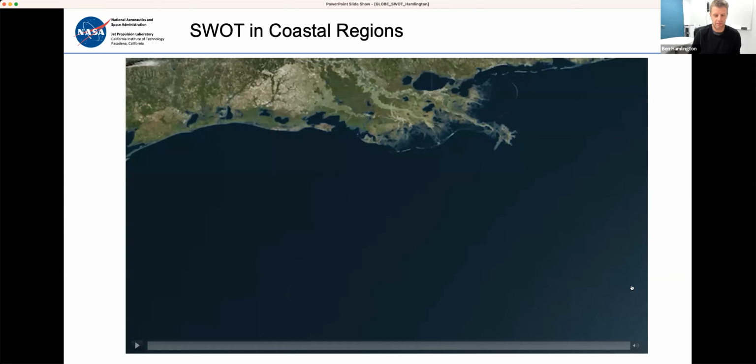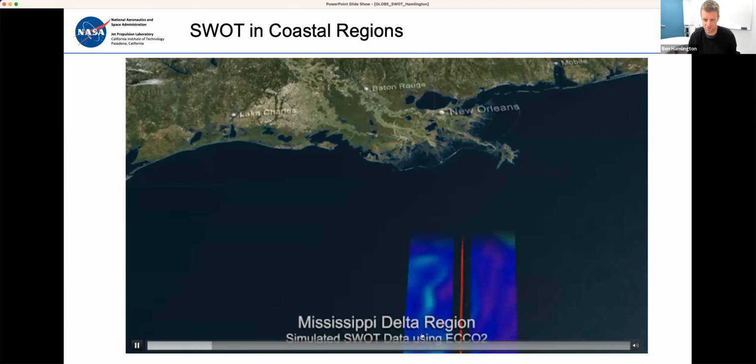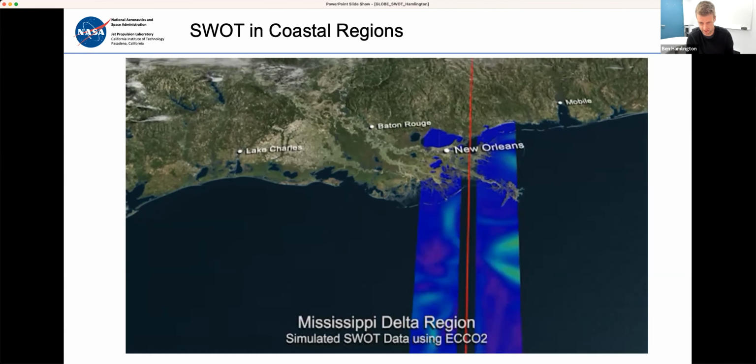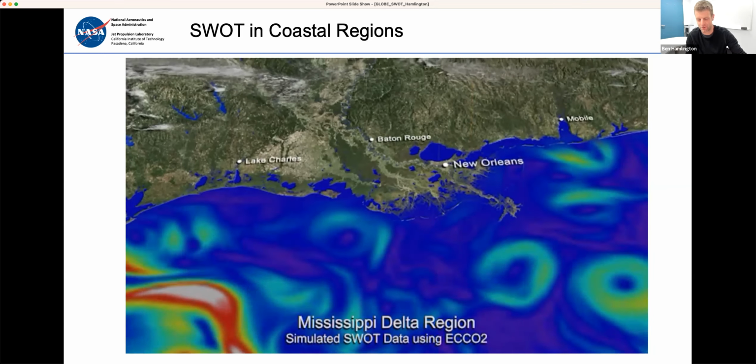All right. And then I already mentioned the SWOT is going to provide much better information in coastal regions. So again, another animation, it's a consistent thing. I'm showing a lot of animations, not real data here, but this is the Mississippi Delta region. And you can see that as SWOT flies over the simulated data, you have the swath, that red line is that nadir pointing altimeter measurement that kind of fills in the swath, but it sees right up to the coastal interface and into the coastal interface, right?